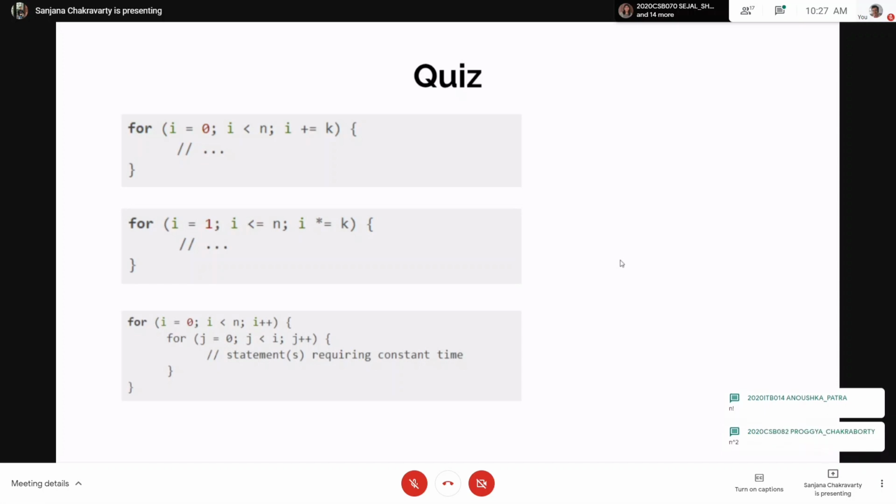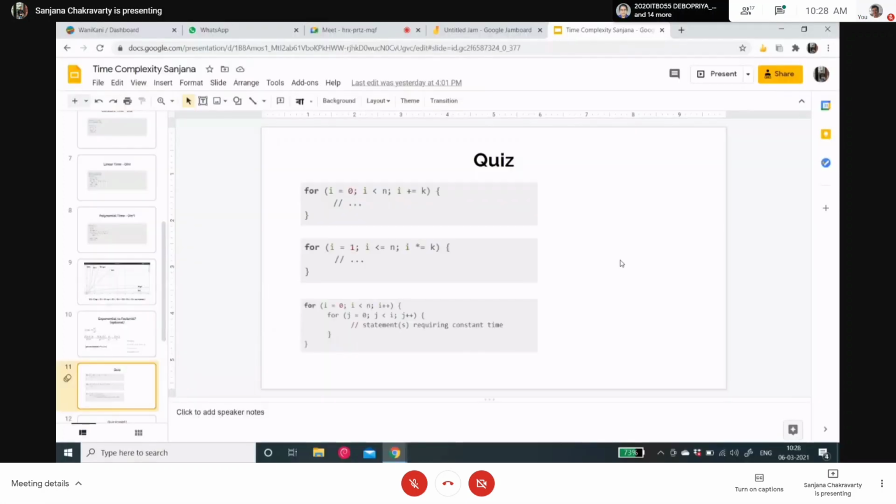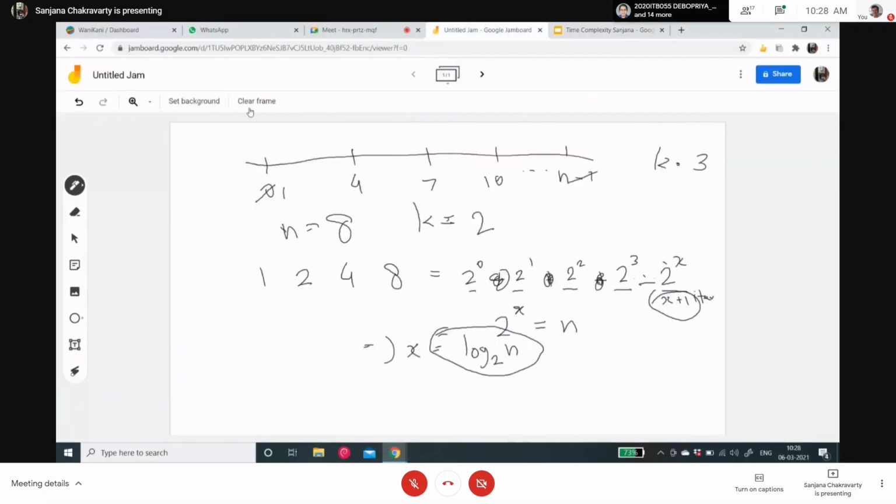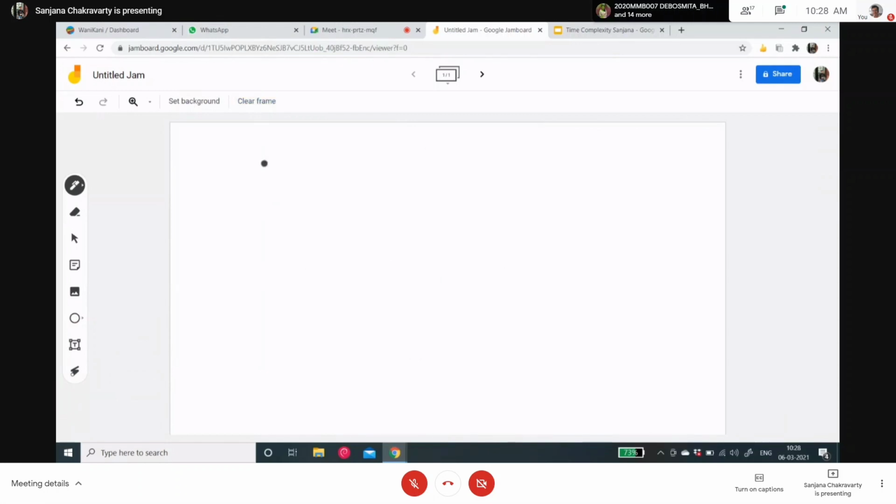Anushka says n factorial, Pragya says n square. Pragya, you might want to check the second inner loop. Everyone's saying n square. Okay, sorry, wait, no. Yeah, true. N square. That's the answer. I got confused. The other one comes later. The one saying n factorial, it's actually n square. I can see why you might think it's n factorial.